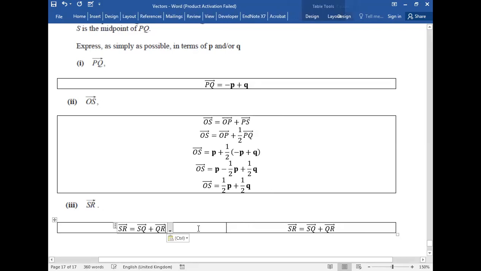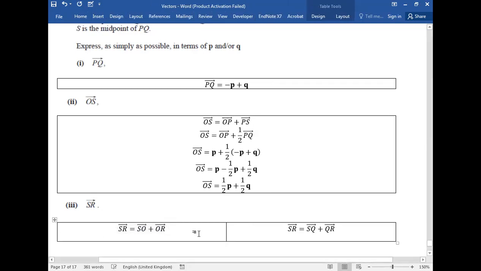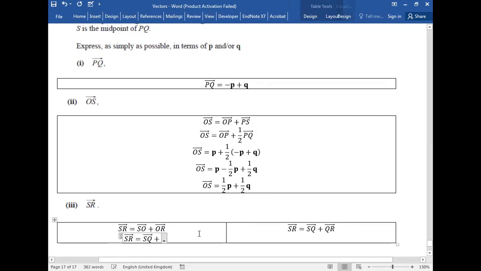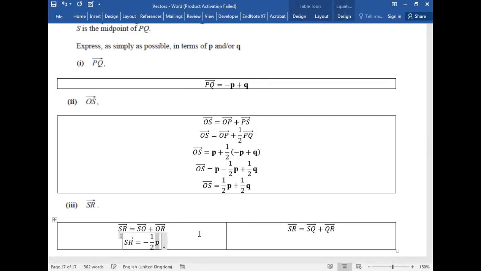Okay, so what was the easier one that we found? OS, so SR is SO plus OR. Is that right? Okay, so what will SO be? It will be the negative of what OS was, -12P, -12Q, plus OR. What will OR be? Look carefully.